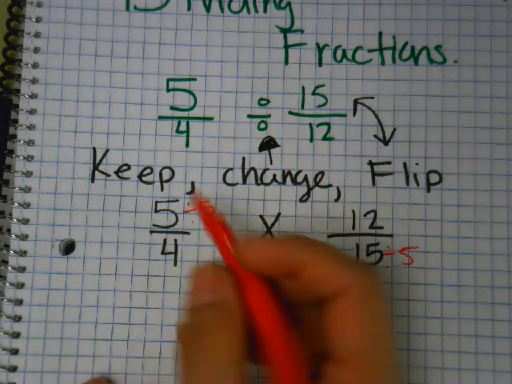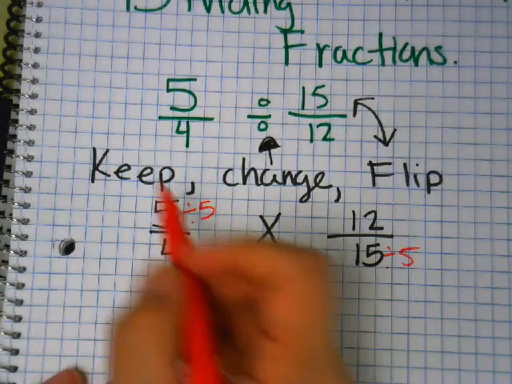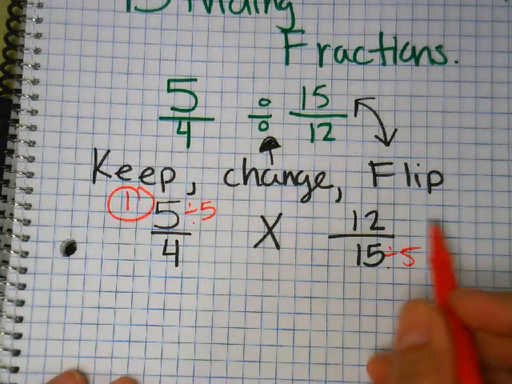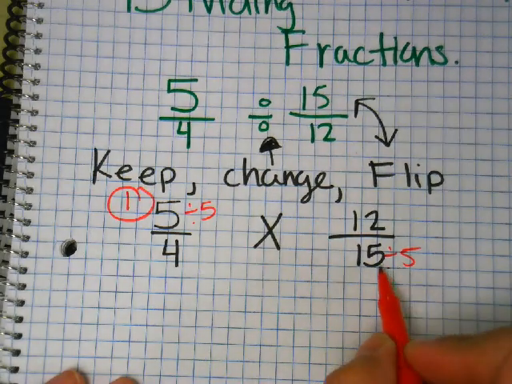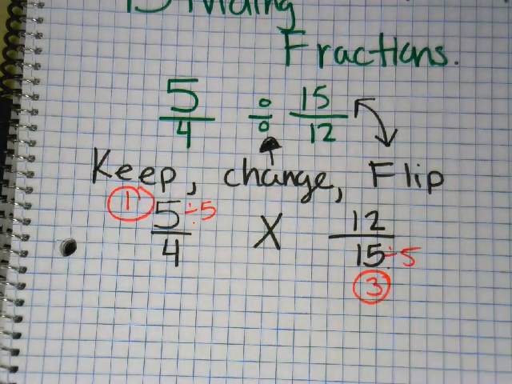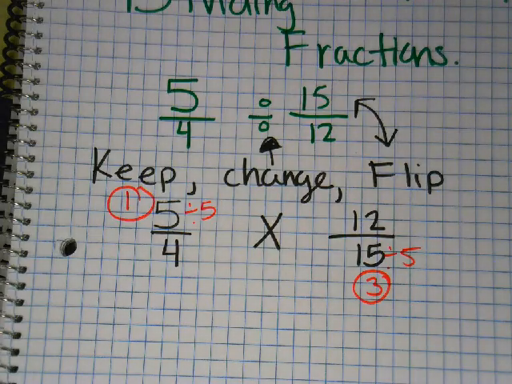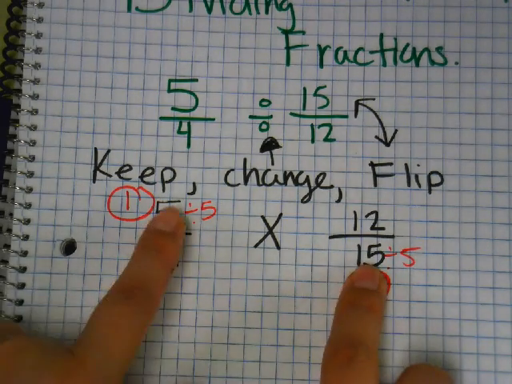Okay. What's 5 divided by 5? 1. What's 15 divided by 5? 3. So this is called simplifying the corner. In order to get smaller numbers, we divide.